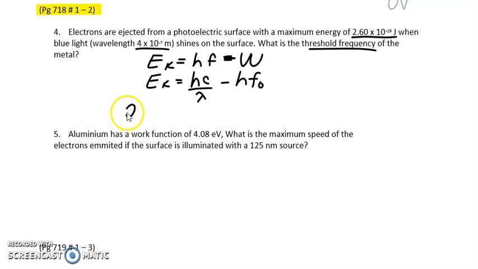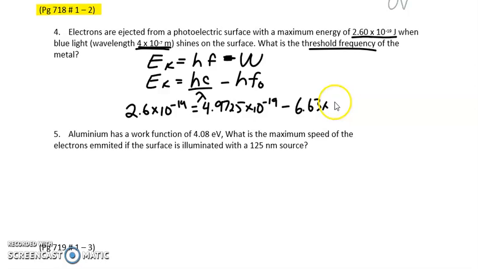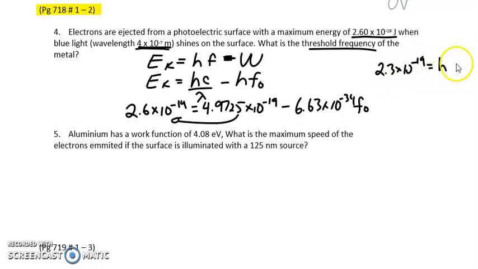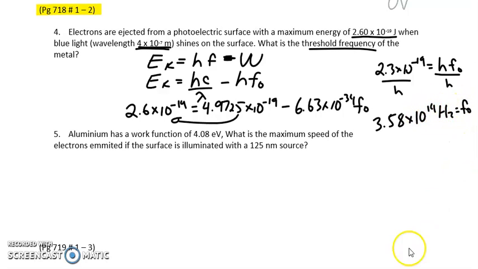Now, to simplify this, we've got 2.6 times 10 to the negative 19. HC divided by wavelength actually gets you 4.9725 times 10 to the negative 19 minus, and we're going to use 6.63 times 10 to the negative 34 joules times frequency. You're going to need to subtract this first, which means you got 2.3 times 10 to the negative 19 is equal to HF, because I'm running out of space. Dividing both sides by H, you'll get 3.58 times 10 to the 14 hertz as being your threshold frequency.